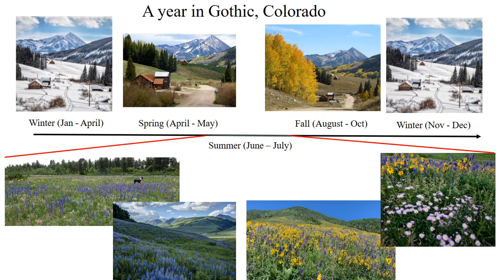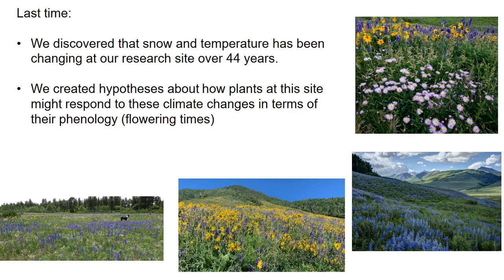like that. So last time in class, we were investigating whether the climate has changed in this area, things like snowfall, temperature during May, temperature during winter, the snowpack, things like that. And what we discovered was that both snow and temperature have been changing at the research site over 44 years. Less snowfall, less snowpack, the snow was melting earlier, the temperatures were higher both over the winter and in May, so pretty consistent effects across 44 years.